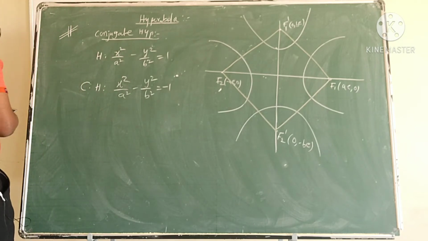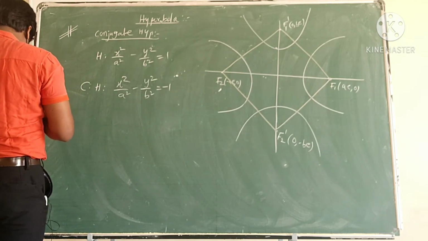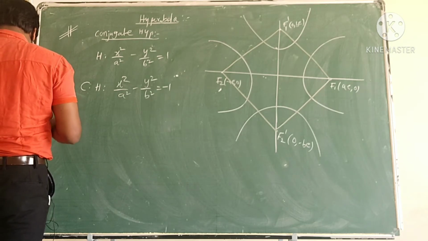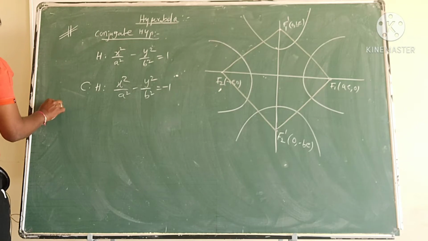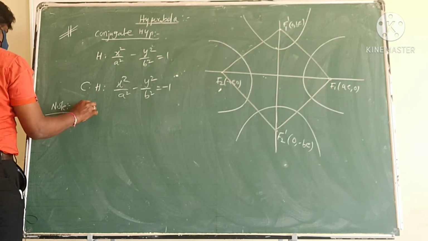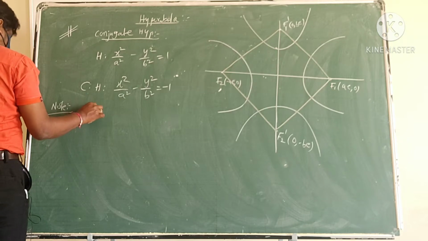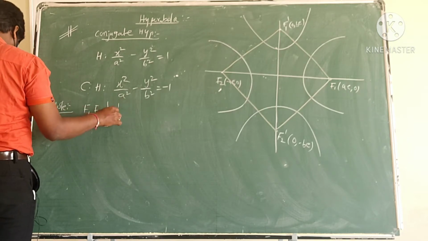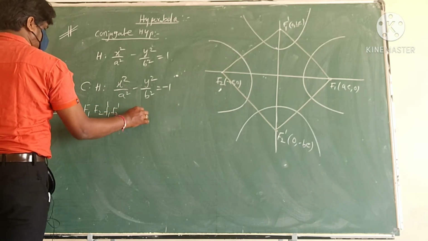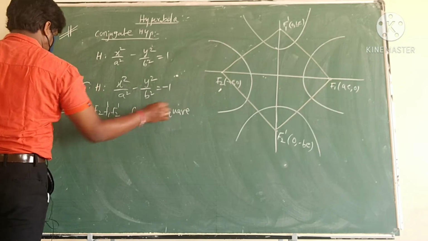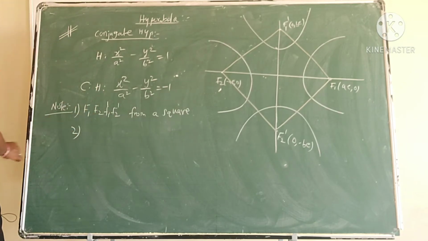So here I want to tell you some points. I'll just write the points. The first point to note is that f1, f2, f1 dash, f2 dash form a square. This will form a square.